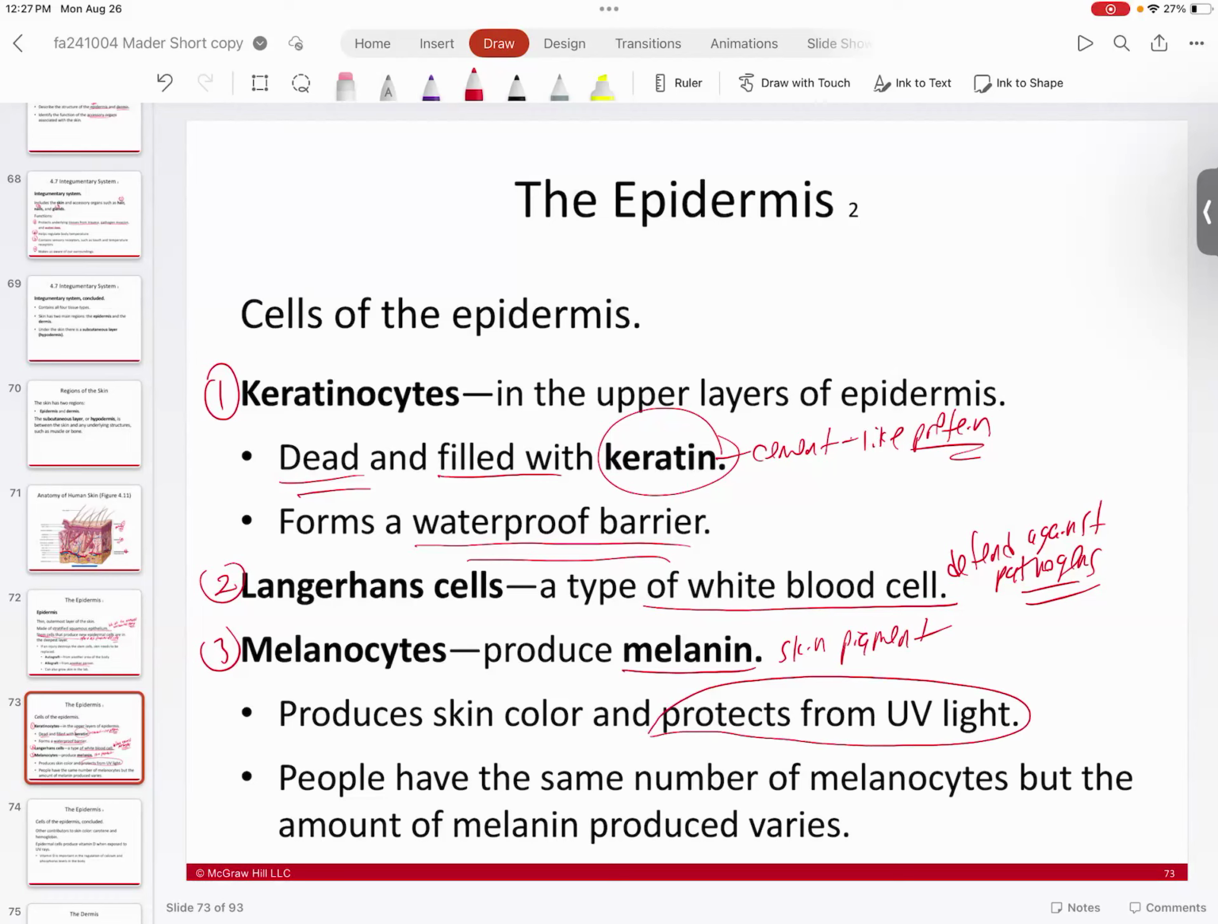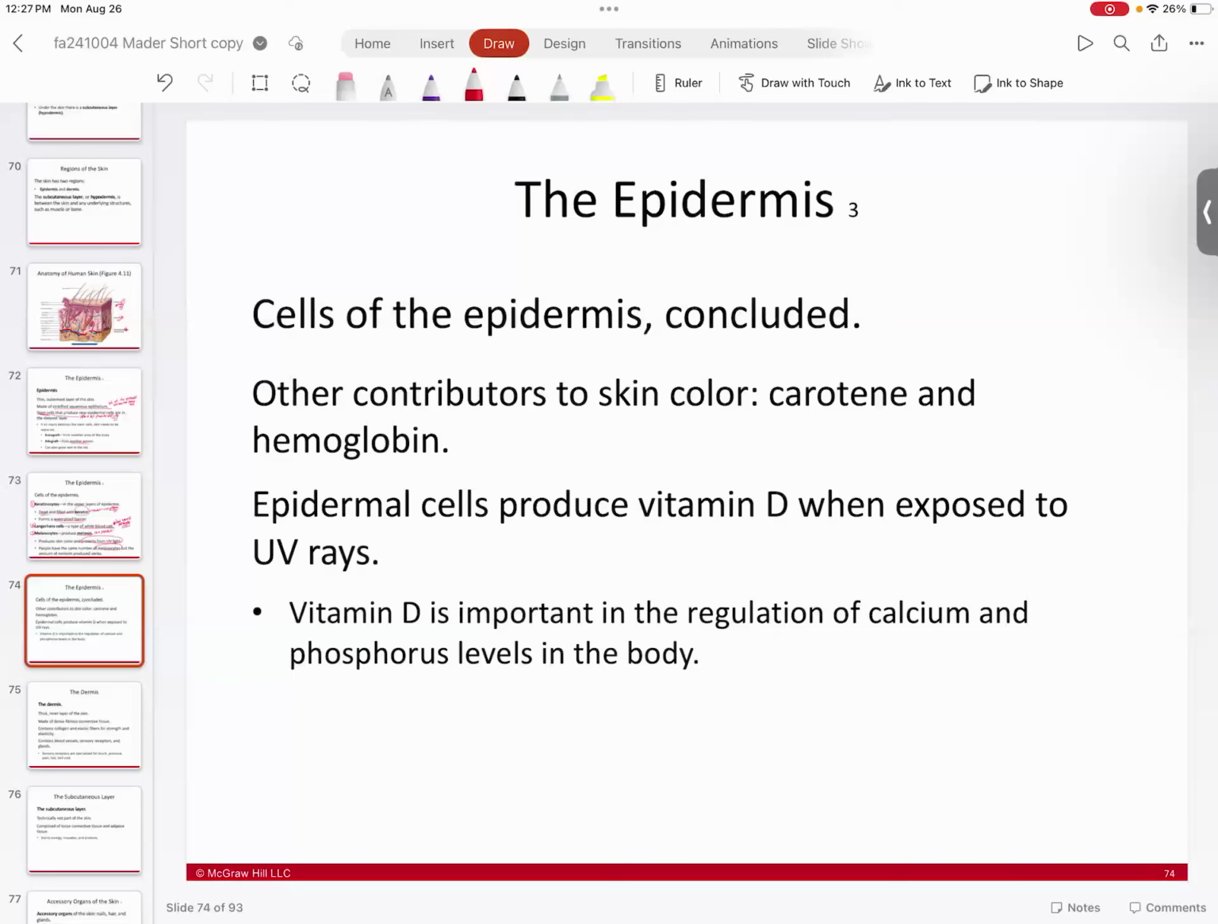And so ultimately, when you take a look at people, they all have the same number of melanocytes, that is the cells that make the pigment. But the amount of melanin varies because different melanocytes will be able to deposit or make more or less melanin. Okay.